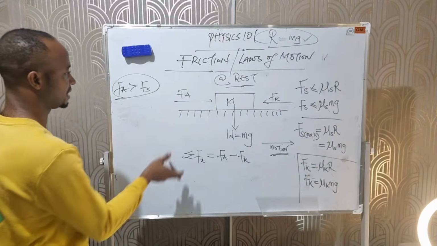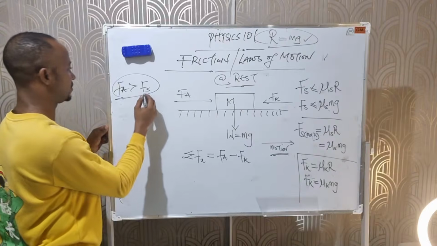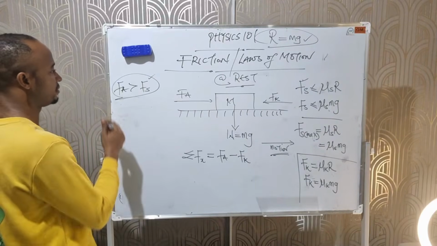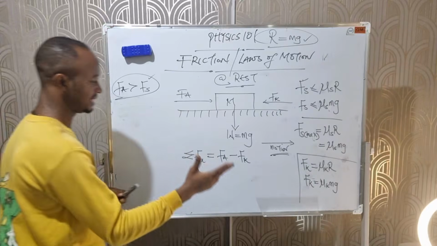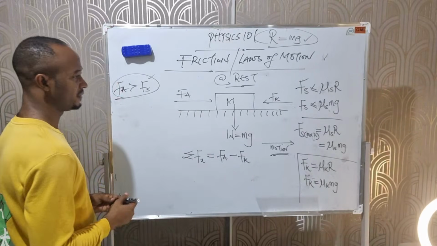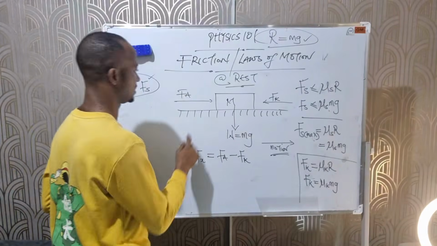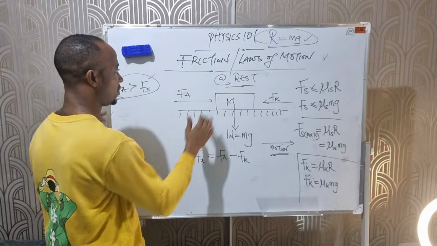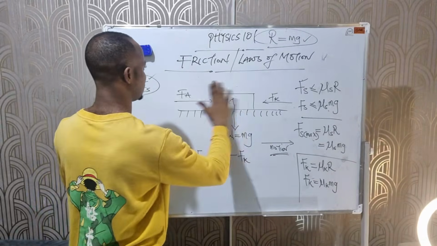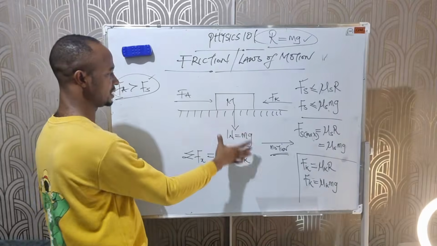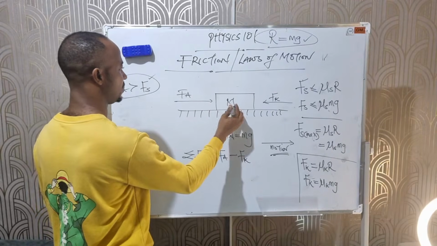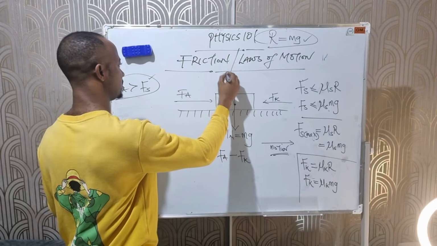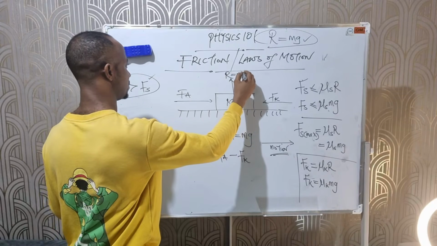But here we are looking at a case whereby the applied force is greater than what? The static frictional force. So if this should happen, that means that the body will start accelerating, right? Now, if you look at this, along the horizontal axis, the body is accelerating. We have just two forces acting along the horizontal axis. There are other forces here. We have the weight of the body acting downward, which is mg. We have a force here acting upward, which is what? Normal reaction.